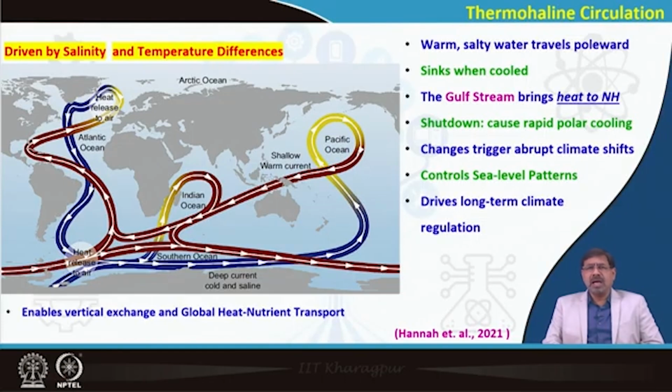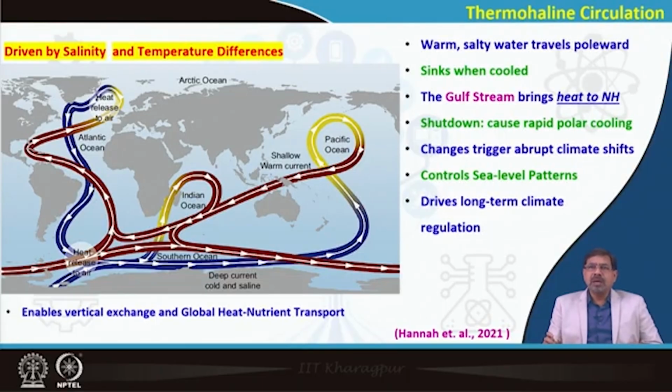And the thermohaline circulation, as has been discussed in the beginning. Thermo means temperature and haline means salinity. So, friends, the warm and salty water travels poleward. What do I mean? The water in the warm equatorial region is warmer than the colder water, so warm water moves poleward. This warm water also carries salty water poleward from the equator, and it sinks when it cools. That means it loses heat there, and it sinks.